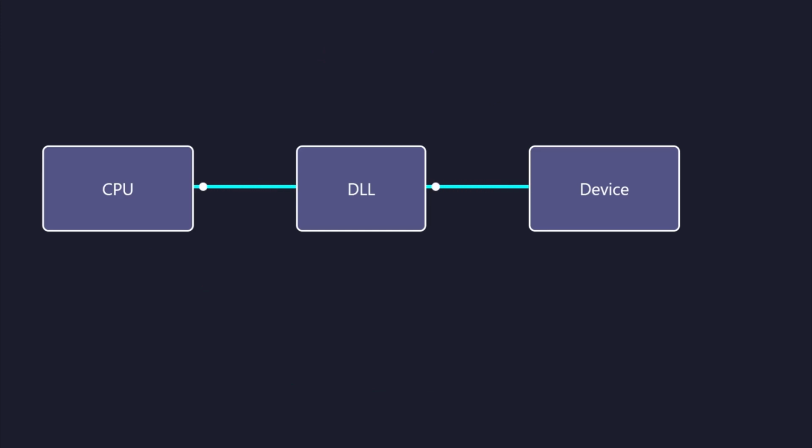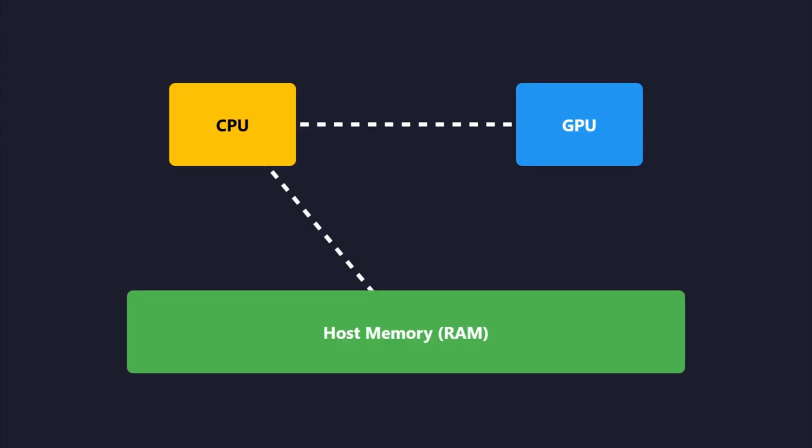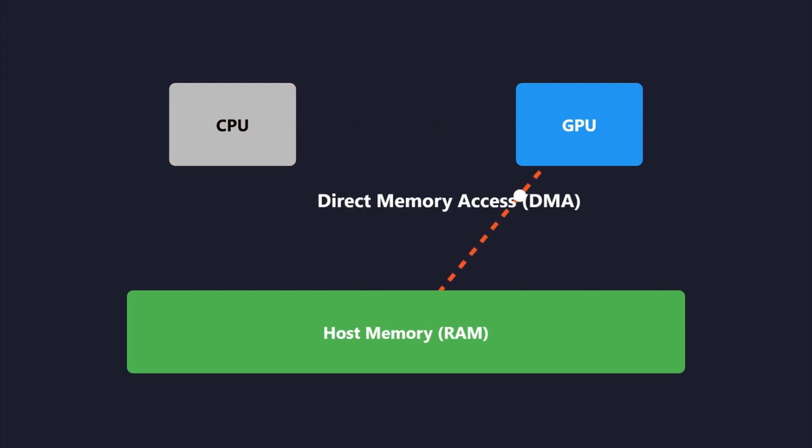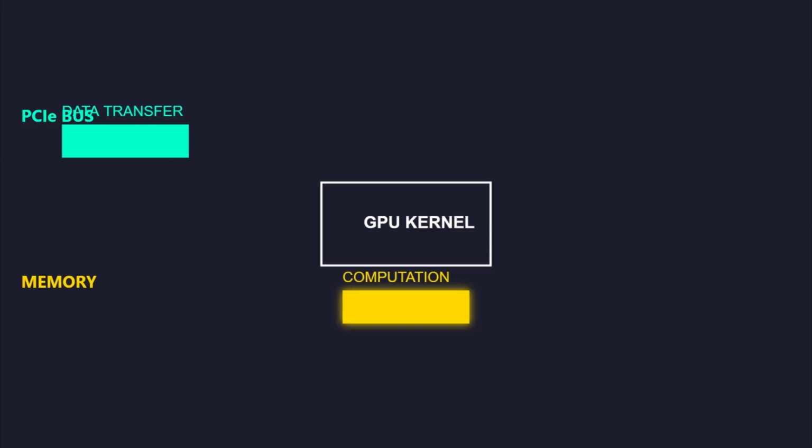Integrate your model by creating a dynamic link library that the main finite element solver calls. The library should manage the device memory allocation and handle the data transfer between the central processing unit and the device. Standard memory transfers are a major bottleneck. Use pinned or page-locked memory for the strain and stress buffers. This allows the graphics processing unit to use direct memory access, bypassing the central processing unit and maximizing bandwidth.